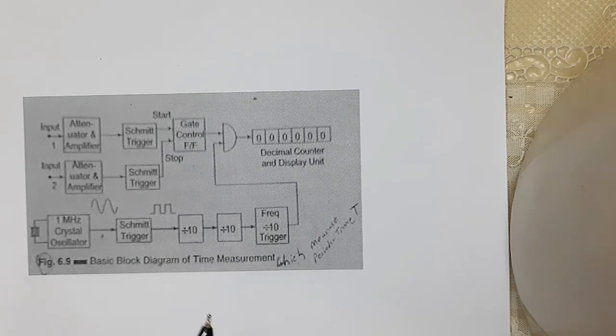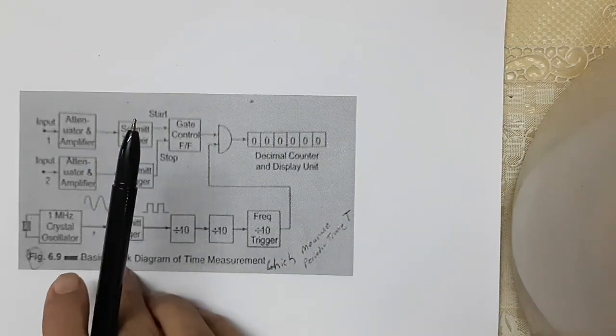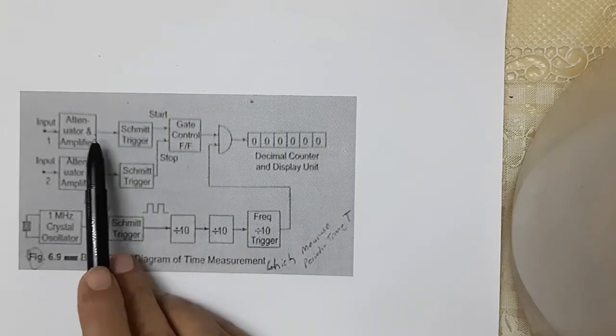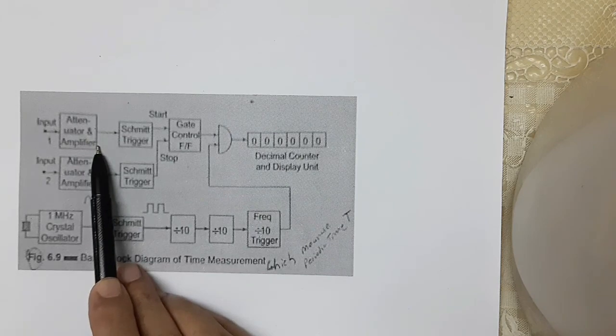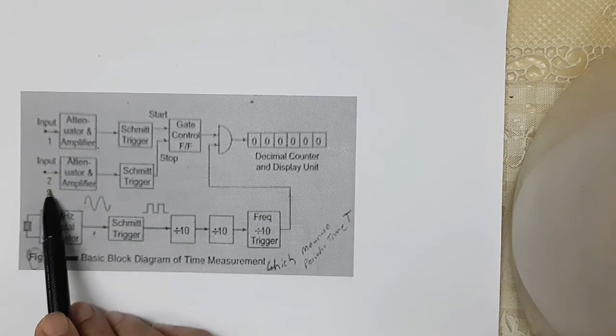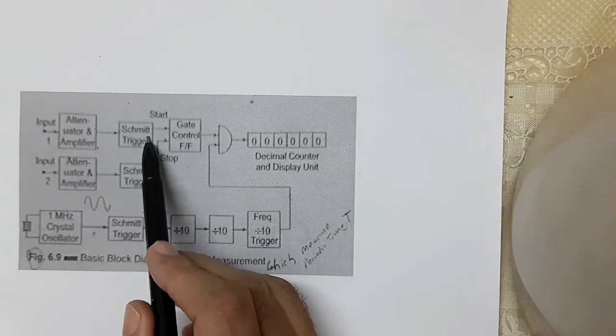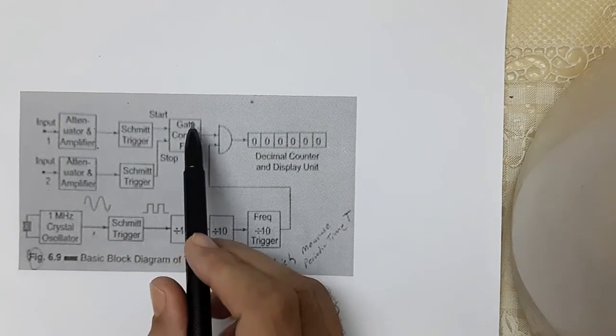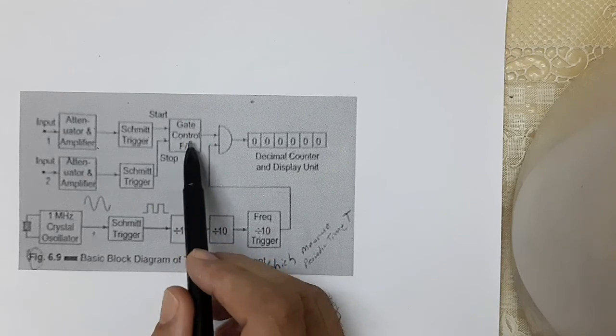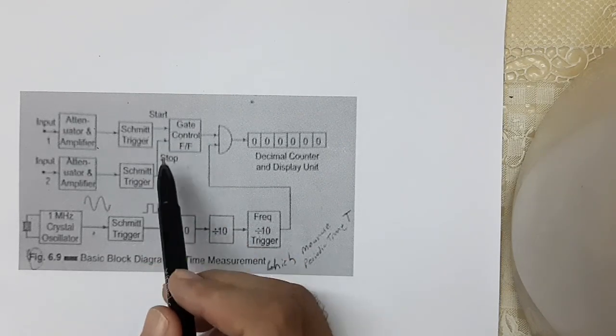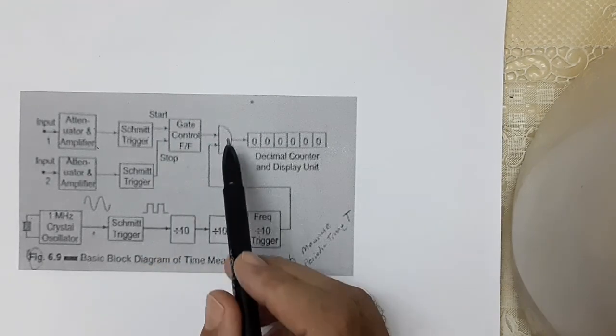The gating signal, what is here? Here there is nothing but an attenuator and amplifier, first input. Second input, attenuator and amplifier. Then it is given to the Schmitt trigger. Then this is our controlled flip-flop. That means start, and this is our stop one.